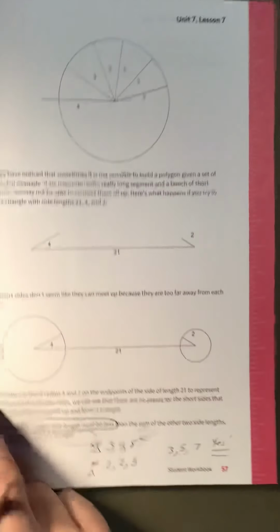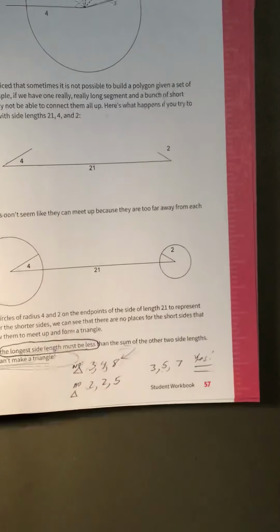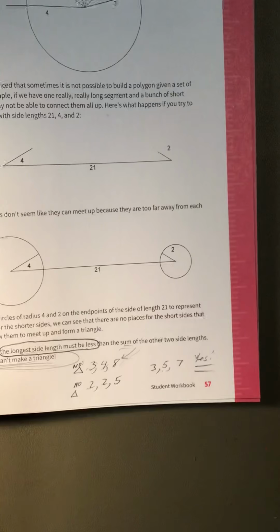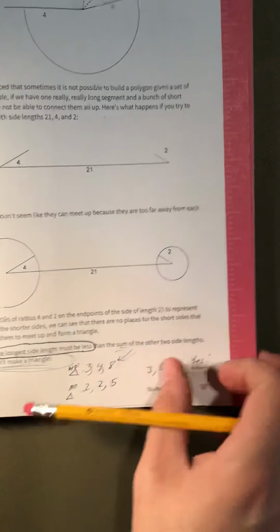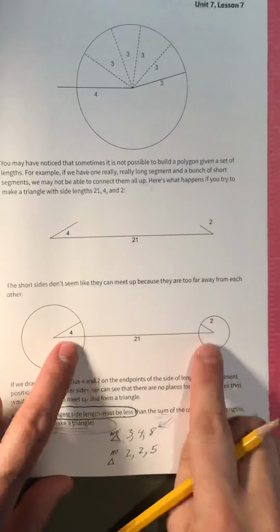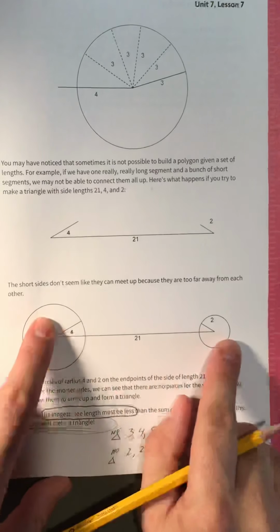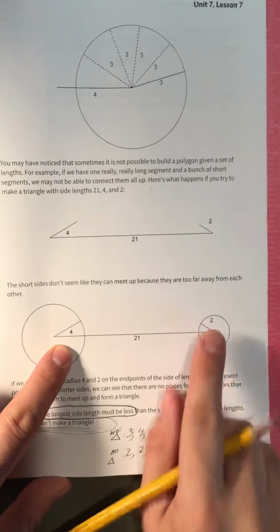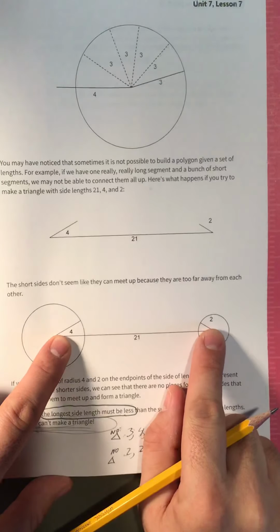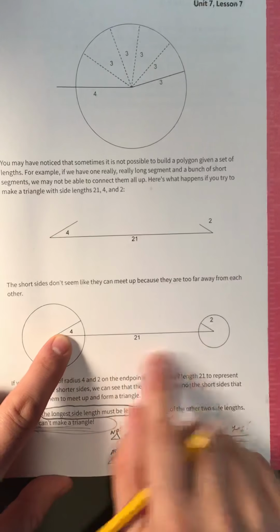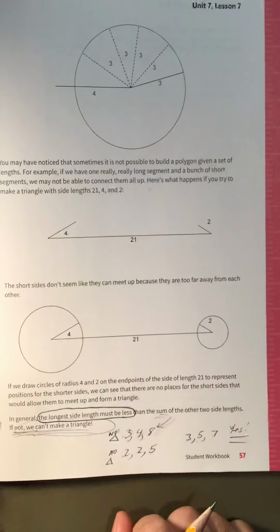Again, this is going to be the big key. Can you make a triangle? If you can't, it's usually that it's too short, like 2, 4, and 21. You can see there's no way to make the triangle. 2 plus 4 is 6. Is 21 less than 6? It is not. That's why you can't make a triangle.